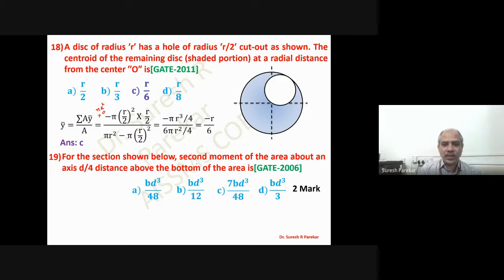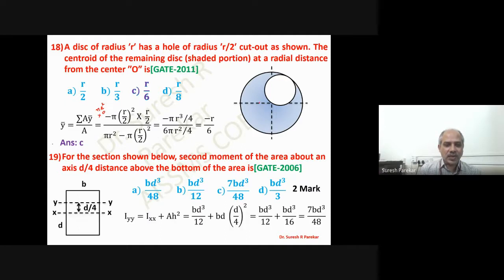Then we have 19, which is for 2 marks. For the section shown below, second moment of the area about an axis d by 4 distance above the bottom of the area is. Now you can see this. So d by 4 we are interested. For the section shown below, second moment of area about an axis d by 4 distance above the bottom of the area is. So we have taken d by 4 from xx. So we are going to get that value will be Iyy plus Ixx. This is d by 4 distance above the bottom of the area.